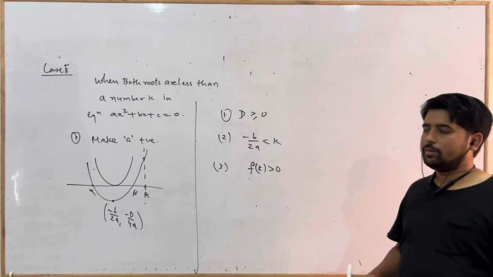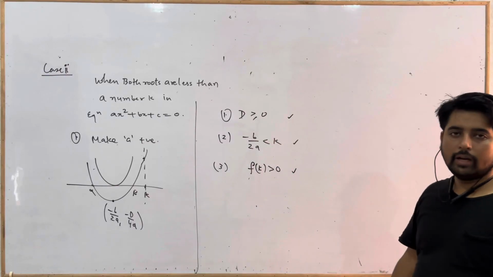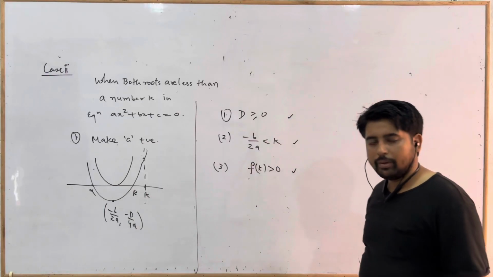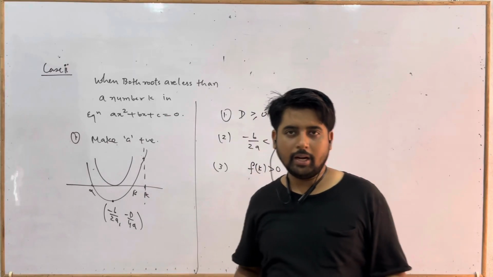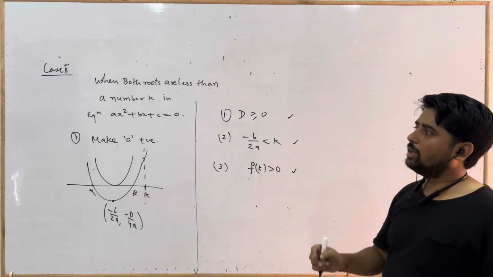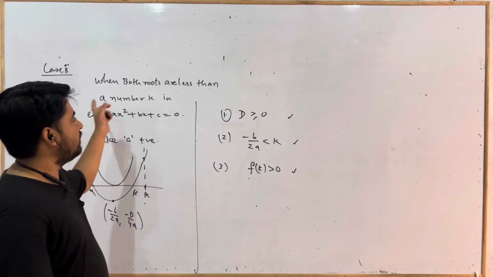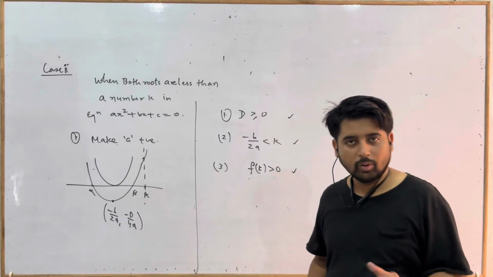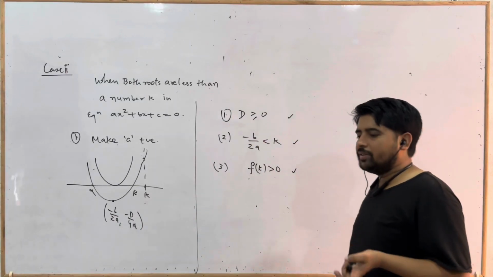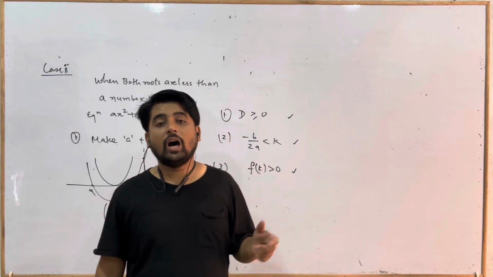Similarly, in the previous question, if a question is given, then apply these three conditions, and whatever results come, take the intersection, and you will get the final answer. So case 2 is somewhat similar to case 1. The only difference is that there the roots are greater than k, and here the roots are lesser than k. Sometimes in the question they ask, find the value of something when roots are positive.